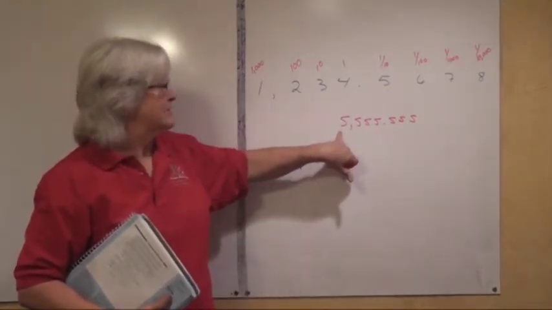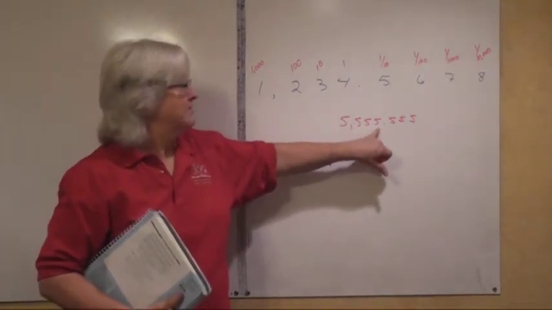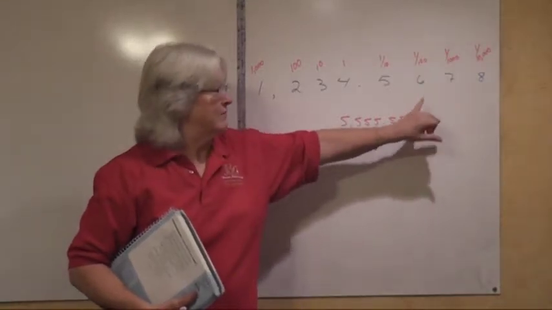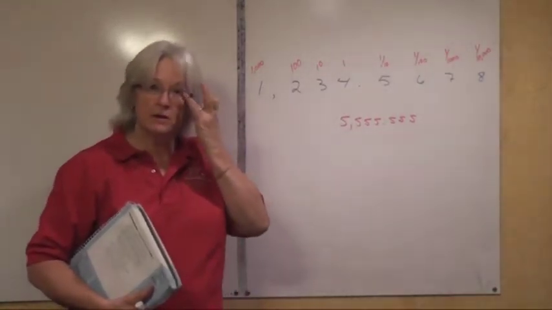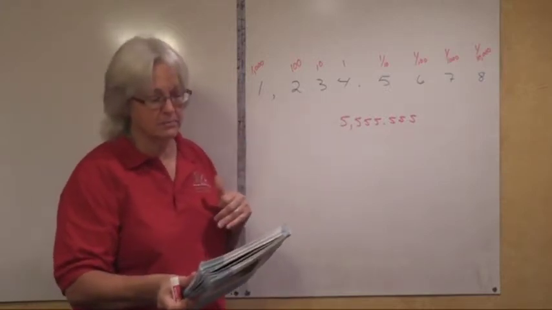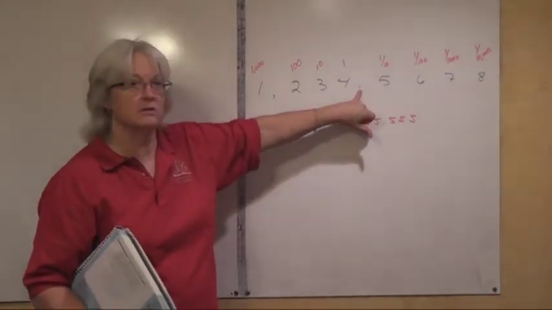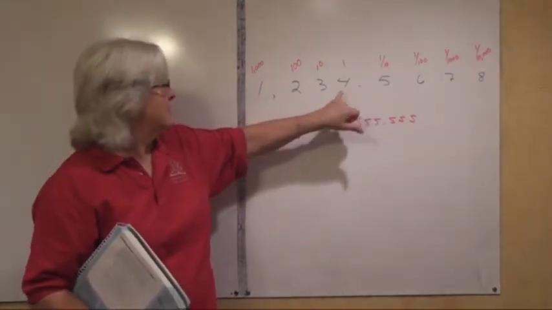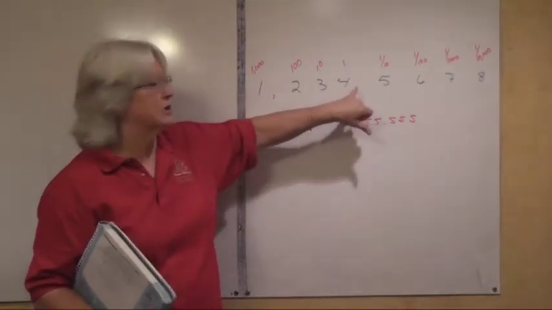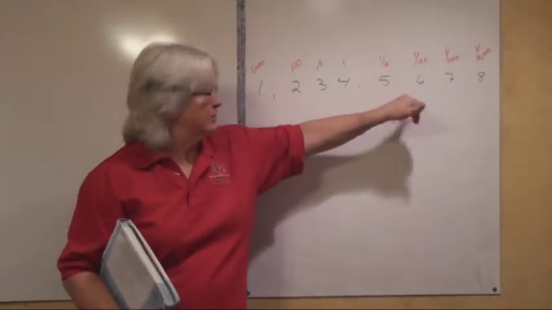This is 5,555 and 555 thousandths. So this is the foundation of a decimal system. I want you to notice where this decimal point is, right here. This is where we go from whole numbers to fractions of a number that are less than 1.